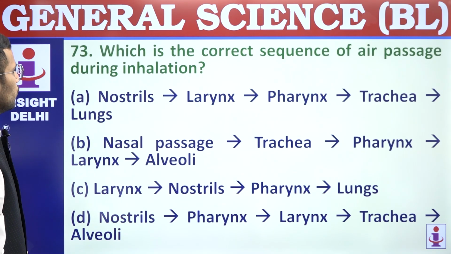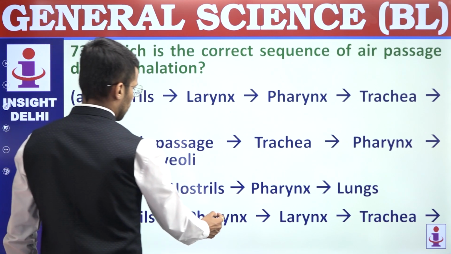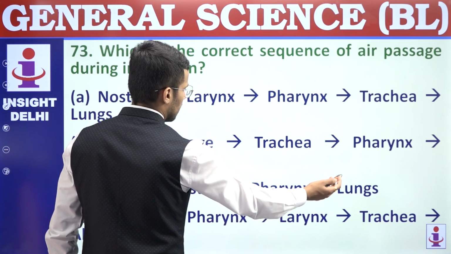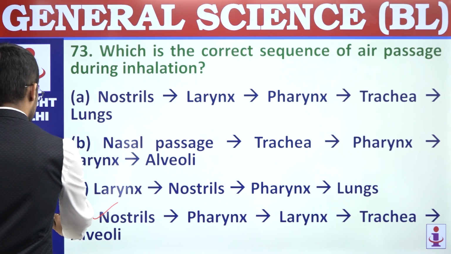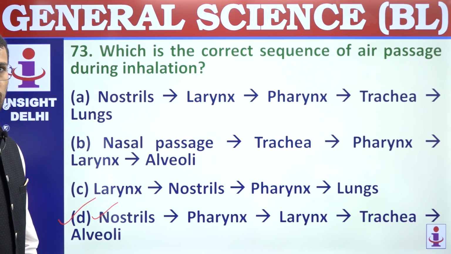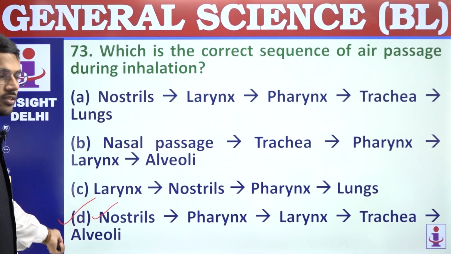73. Which is the correct sequence of air passage during inhalation? Right, so during inhalation, firstly it is the nostrils, then pharynx, then larynx, then trachea and then alveoli. So this is the correct sequence of the passage of air during inhalation. So the answer is D. Question number 73, answer is D.